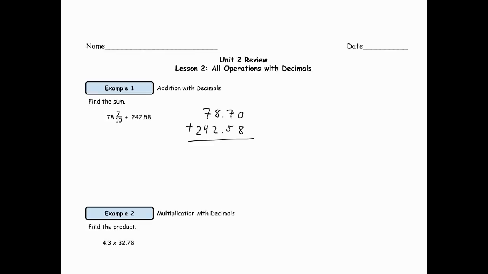Now let's just work right to left. 0 plus 8 is 8. 7 plus 5 is 12. Carry the 1. 1 plus 8 is 9. Plus 2 makes it 11. 1 and 7 is 8. 8 plus 4 is 12. Carry the 1. 1 and 2 make 3. Now when you add decimals, you simply bring that decimal right down. So our sum is 321 and 28/100.